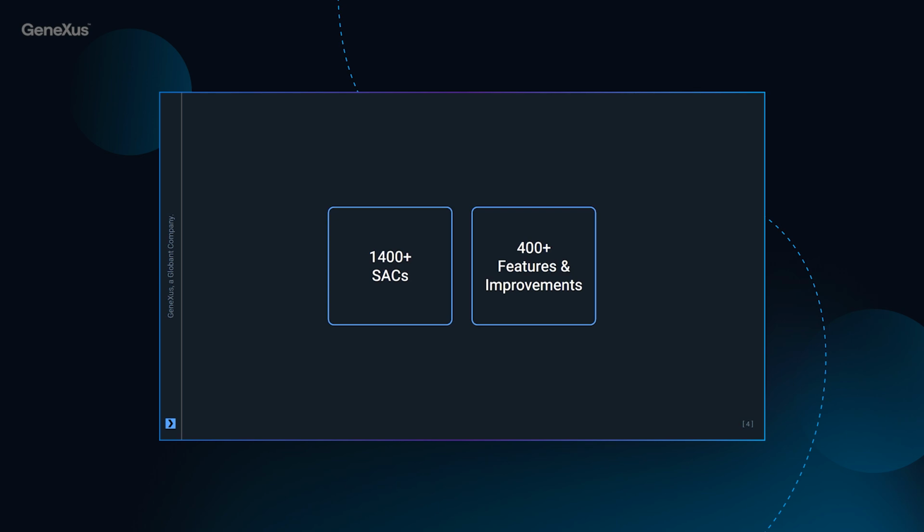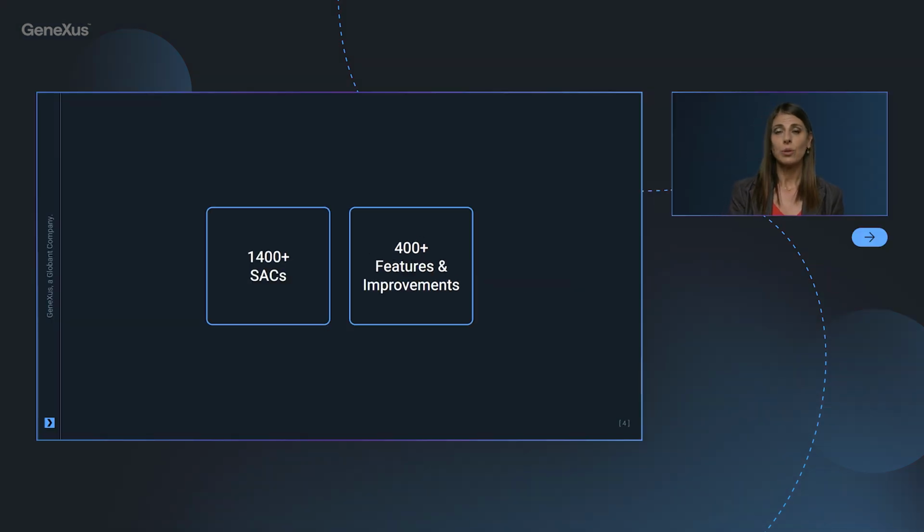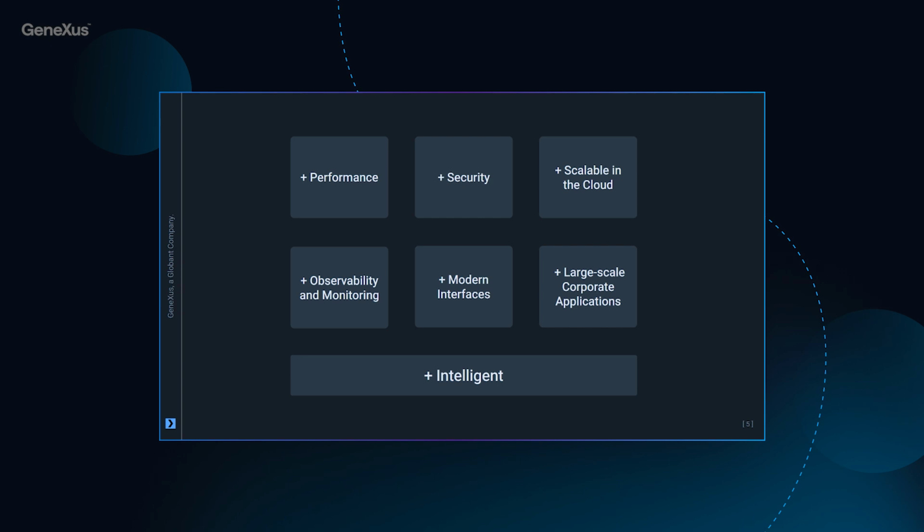Let me share with you some numbers of all the features and improvements that we have made in this release. We have processed more than 1,400 SACs and we have worked on more than 400 new features and enhancements. This is based on your experience and on the new technologies that have emerged. Therefore, you can take advantage of these improvements for your systems and in turn for your users. That is why we say that with GeneXus 18, you can generate applications with better performance, more secure, more scalable in the cloud, applications with more observability and monitoring, applications with more modern interfaces and large-scale corporate applications. At the same time, with this version, you can generate more intelligent applications.